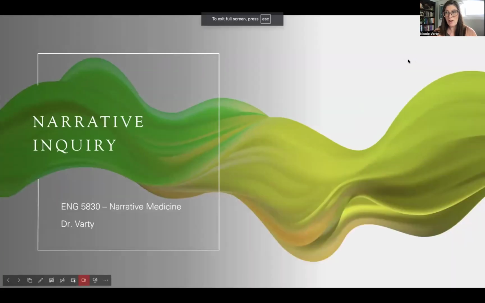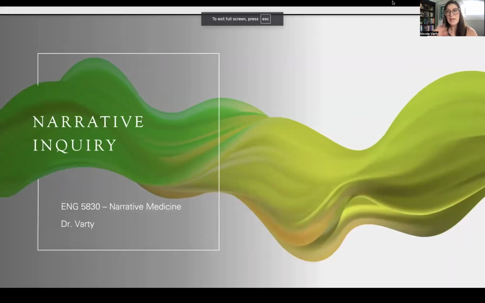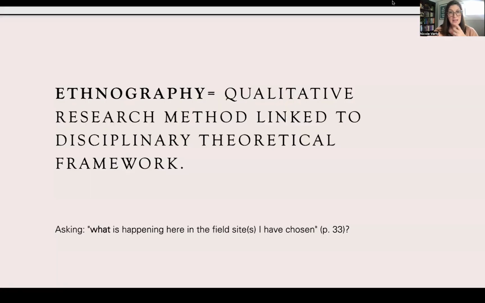So here we are, narrative inquiry. Narrative inquiry is going to be the umbrella term that we use to encompass both ethnographic and storytelling methods. They kind of come together for us within the subdiscipline of narrative medicine. So let's see how that happens.